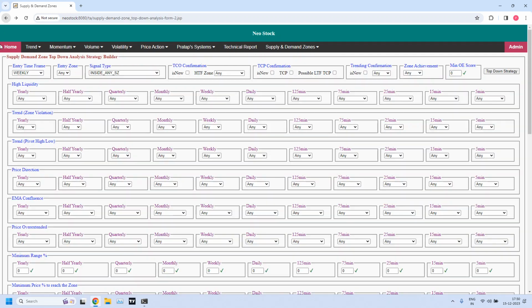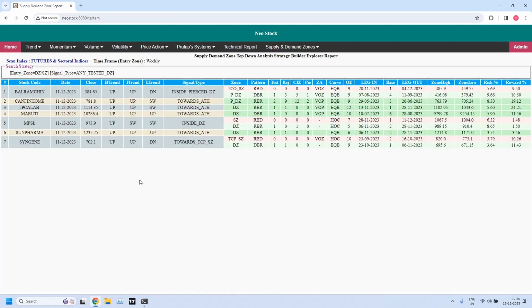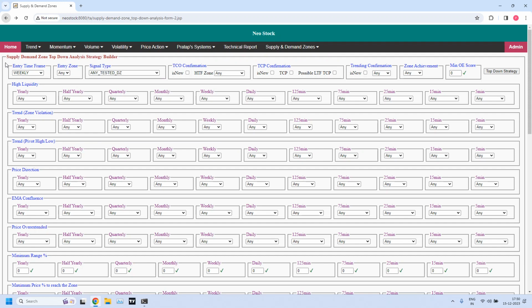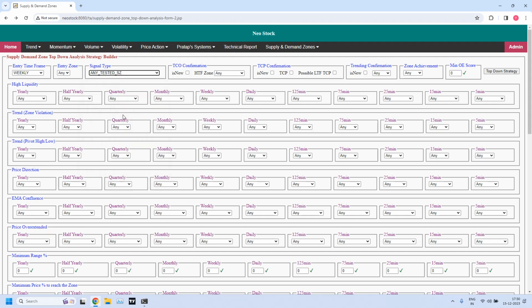So let's go back. Entry time frame is weekly. Let us find the stocks tested during this week. Tested demand zones. So 7 weekly demand zones are tested during this week. Now let's find tested weekly supply zones. Entry time frame weekly. And let us find the tested weekly supply zones.